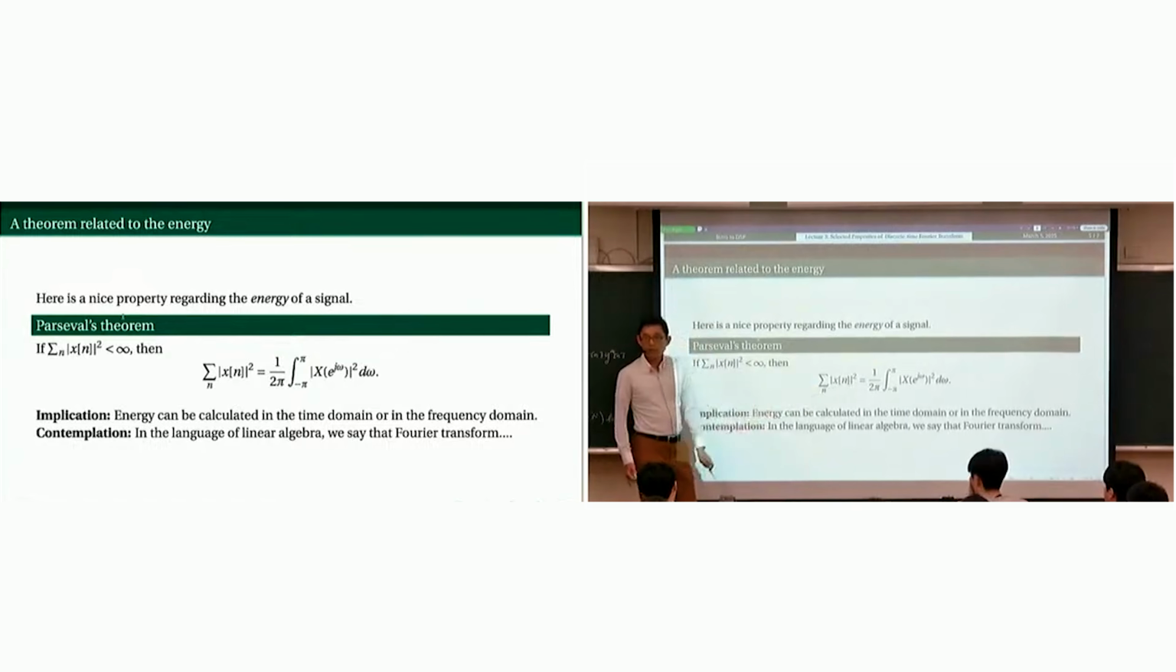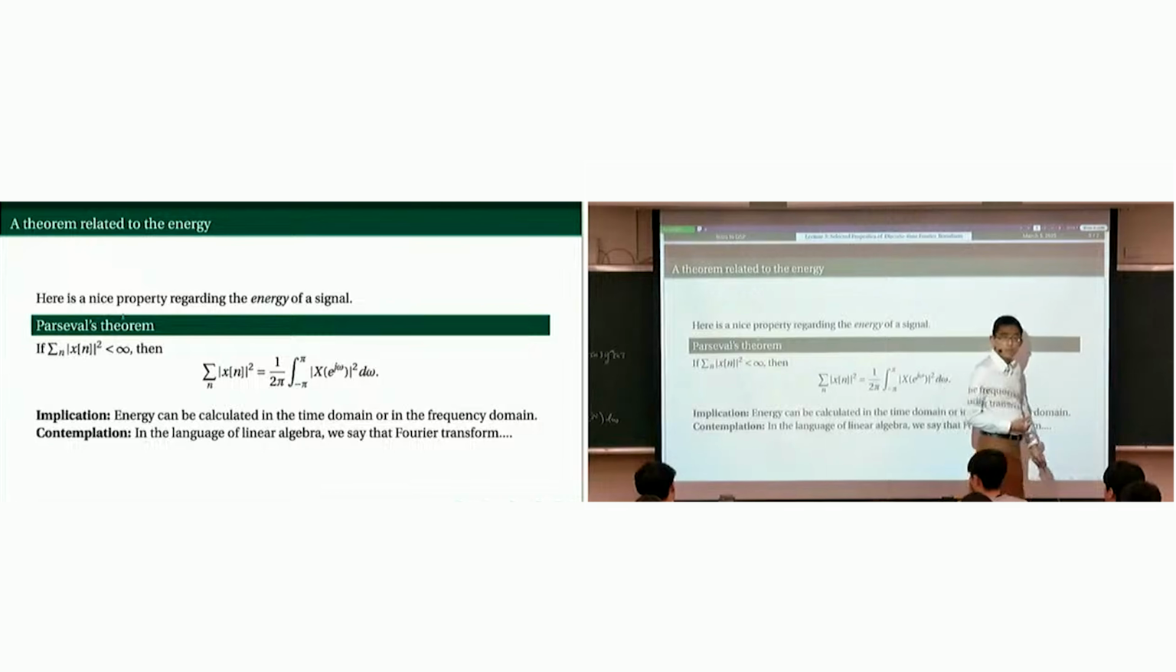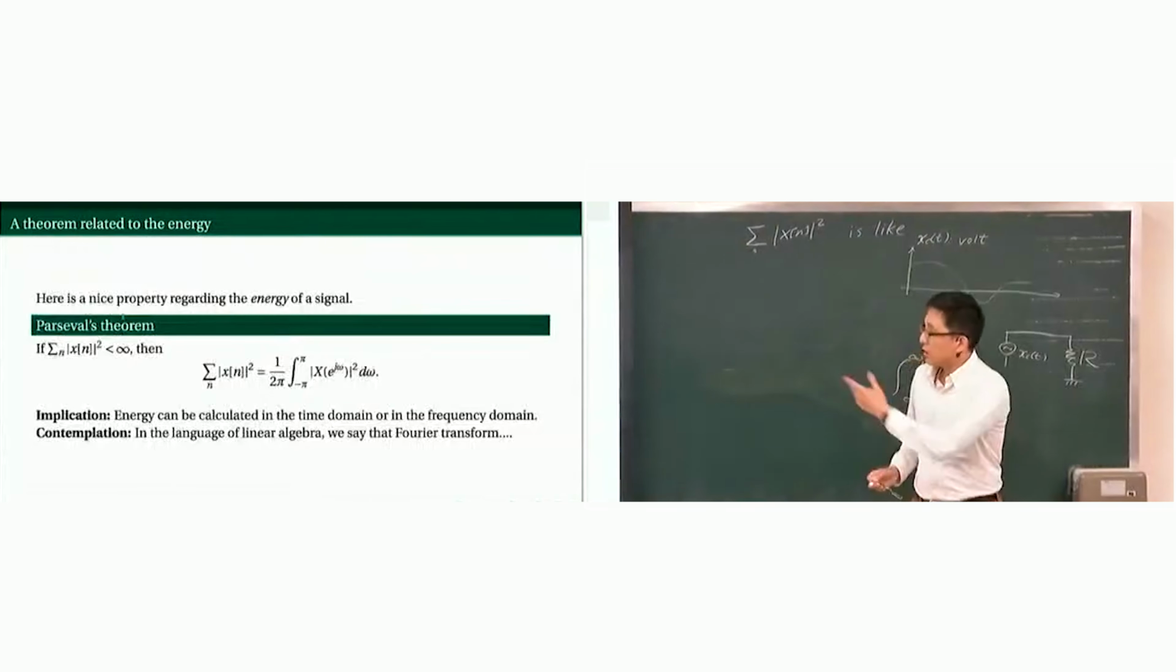And I think this is beautiful. Fourier transform preserves the norm, and this property has a lot of implications. Are there any questions so far? This is a lot of extra material that I'm sharing.